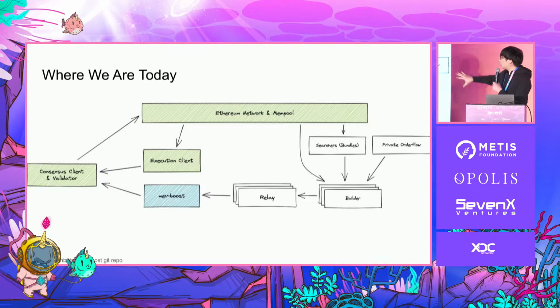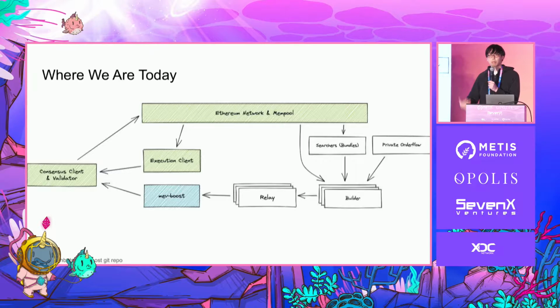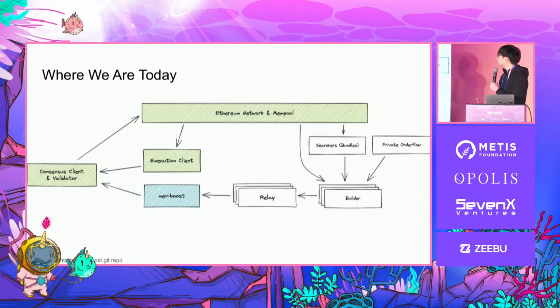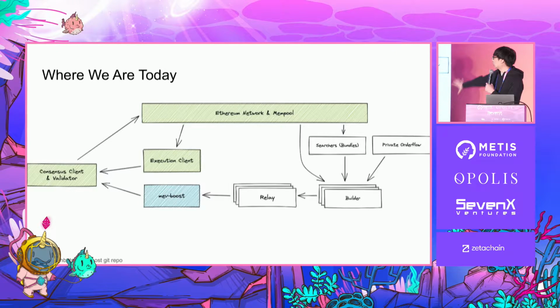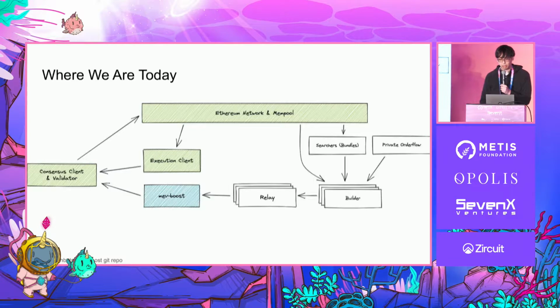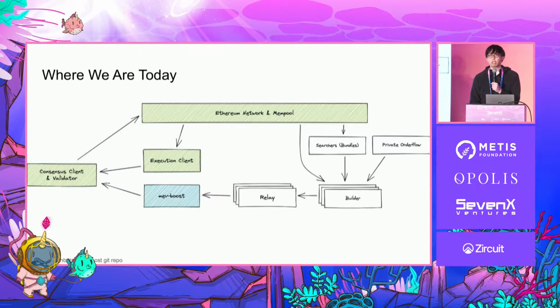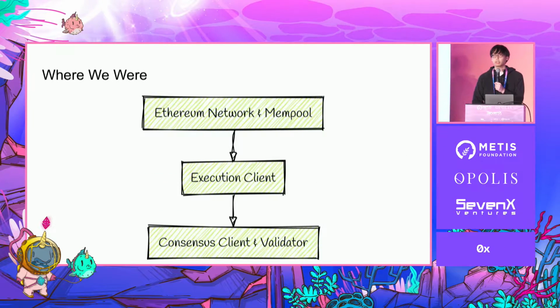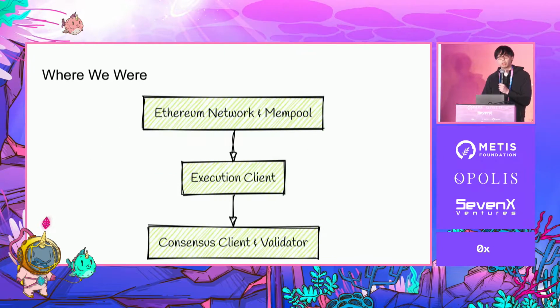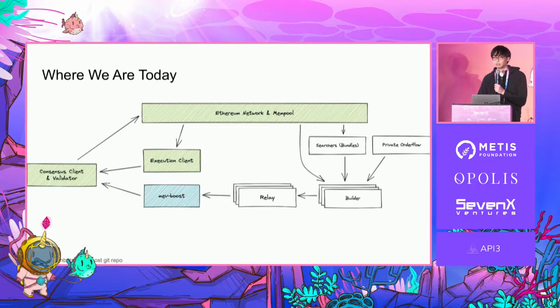So this is what Ethereum's pending transactions getting into a block looks like. You can either go in directly or go through this searcher relay whole MEV structure. So this isn't obviously how it's always worked, right? It used to look like this. How did we go from this to this?